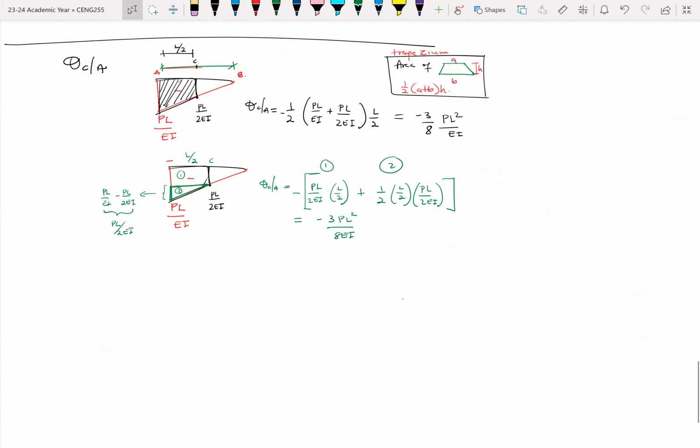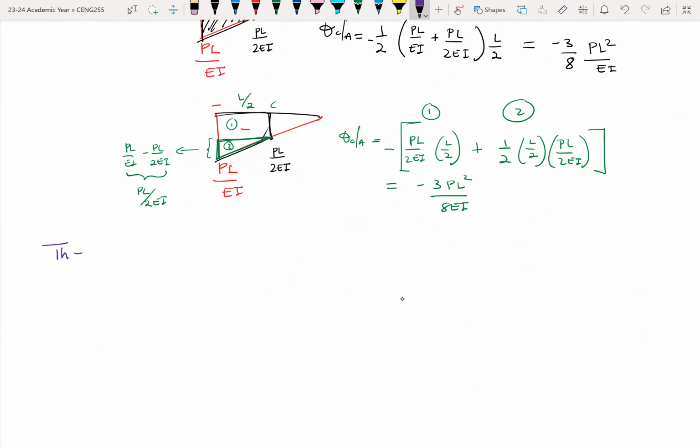Now let's look at the second theorem, theorem 2. So please take note of the theorems.